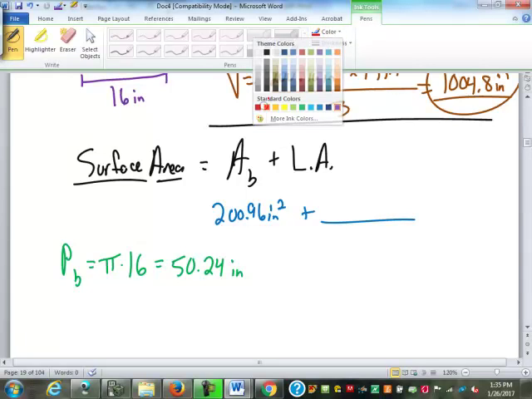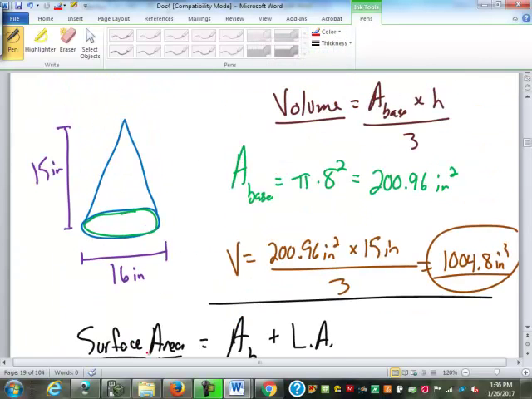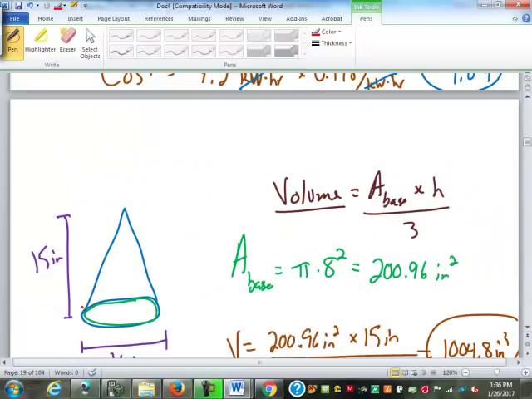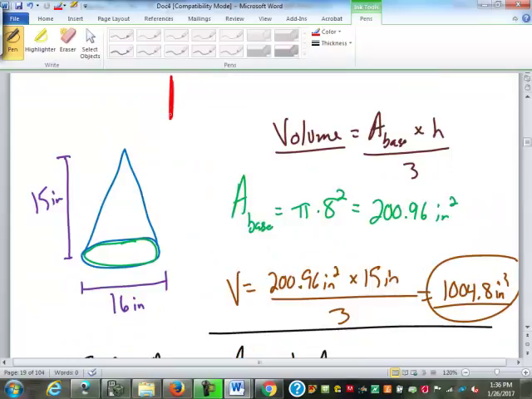The other thing we need to know for lateral area now. Remember on the other shapes, the lateral area went straight up and down. The height and the height of the lateral area was the same. Here, the height of the cone and the lateral area are not the same. The lateral area goes up at a slant. So we've got to find the length of that slant using a right triangle.